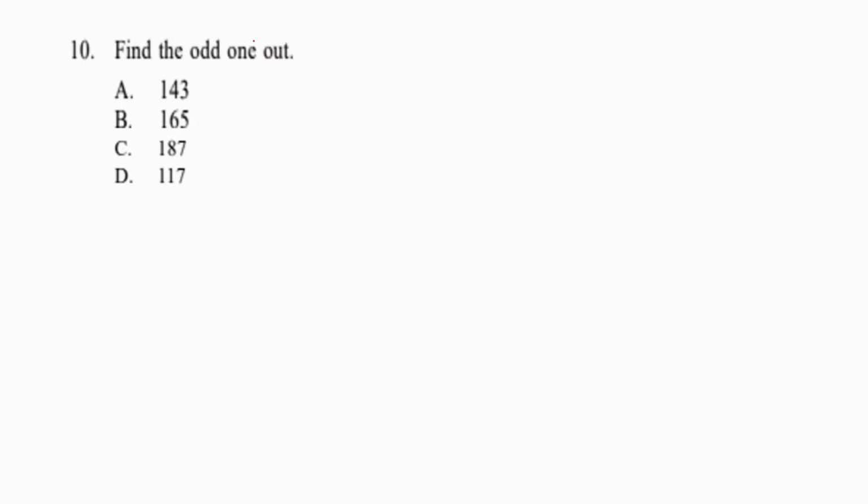The next question, find the odd one out. Over here, there is a pattern among the given options. If you observe, if we just subtract the tens digit and the hundreds digit, we get the digit at the ones place. 4 minus 1 is a 3, 6 minus 1 is a 5, 8 minus 1 is a 7. Whereas in option number D, 1 minus 1 is not a 7, it's a 0. So this is the odd one out since it does not fall into the pattern.